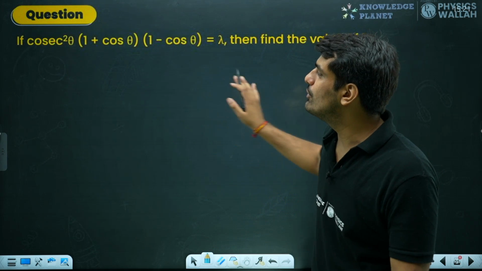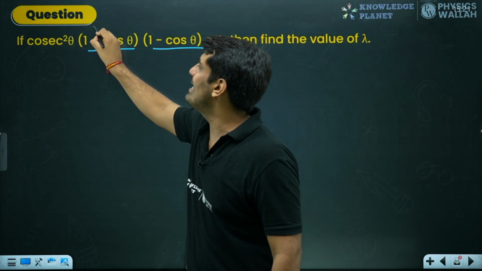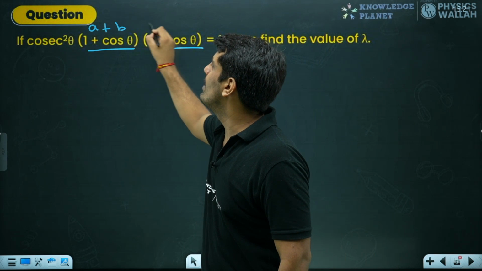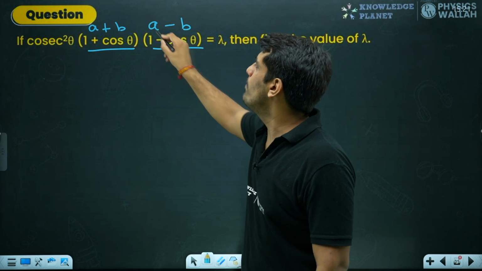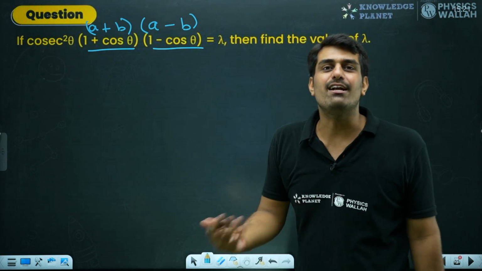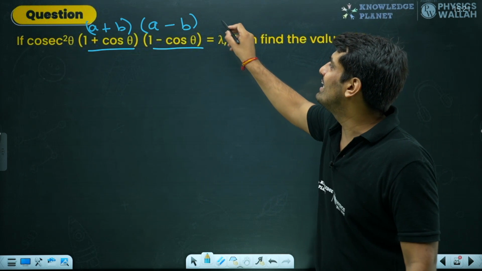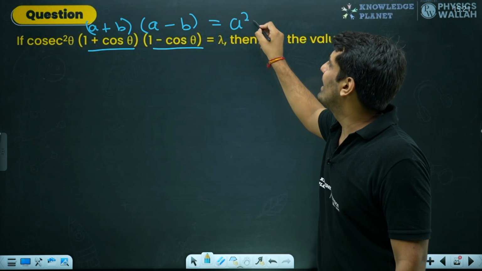Observe this given question over here. 1 plus cos theta into 1 minus cos theta. This is something like A plus B into A minus B. I hope you know this identity, A plus B into A minus B. Right now we are dealing with trigonometric identities, but this is an algebraic identity. So this is nothing but A square minus B square.